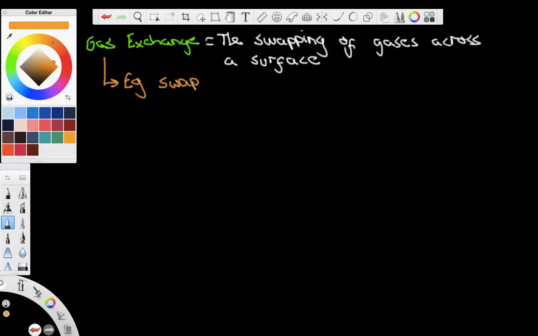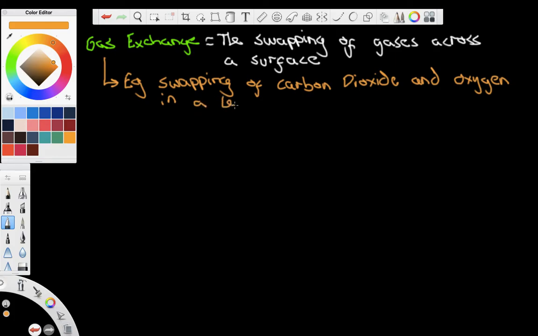So we can just put underneath here, we can say, e.g., swapping of carbon dioxide and oxygen in a leaf. Okay, that is one example.